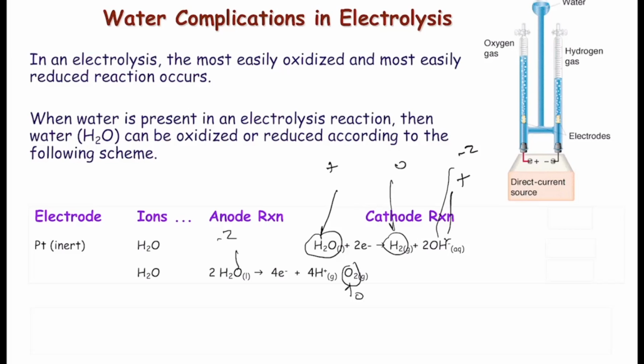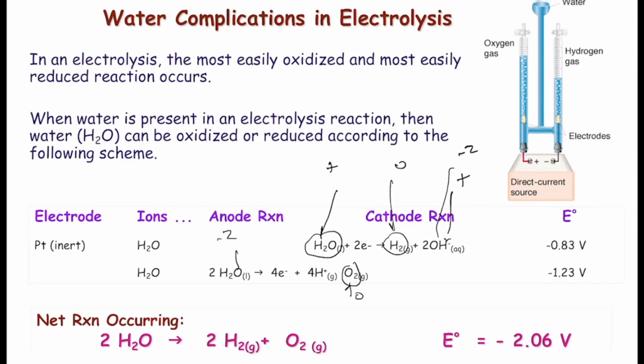Just find these reactions somewhere and know what their potentials are, because the potential for the reduction of water is -0.83, the oxidation of water is -1.23. So in order to electrolyze water, so you get hydrogen and oxygen, you're going to need a minimum of 2.06 volts.